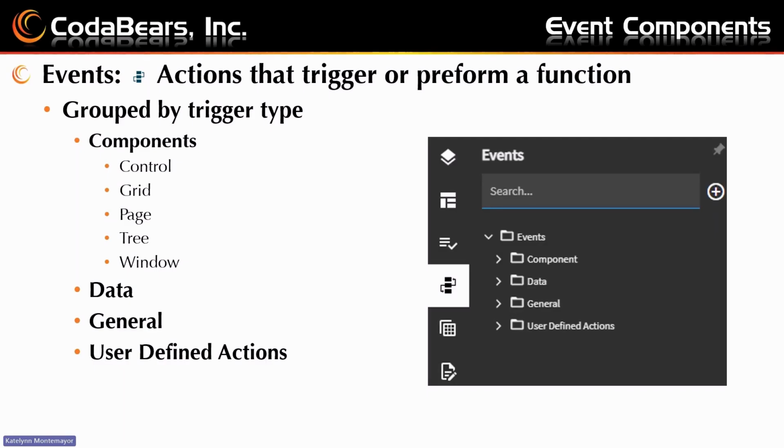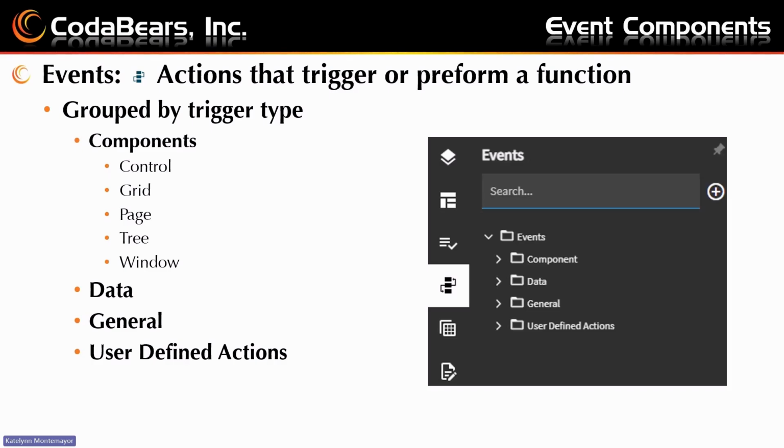So what is triggering these events, and also the events themselves? Again, events are just the actions that trigger or perform a function. And our events that we have here are going to be grouped by trigger type. The ones I'm going to be going over today are the component types. And again, we have a list of the component types, which is going to be control, grid, page, tree, and window. And I'm going to go more into depth into those on the next slide.